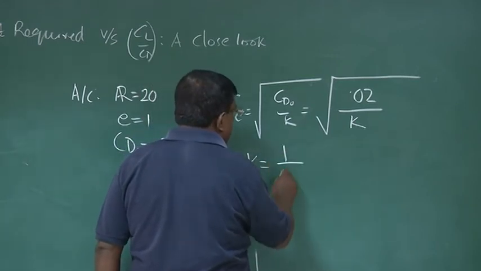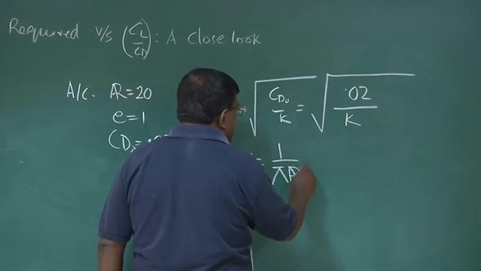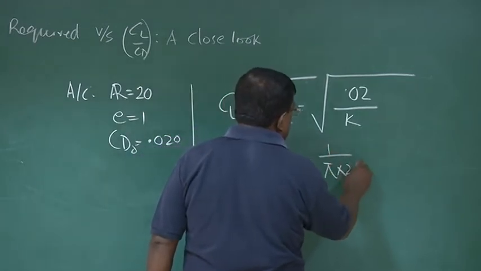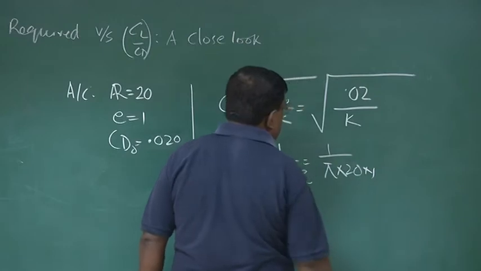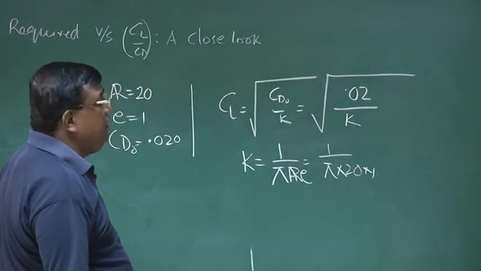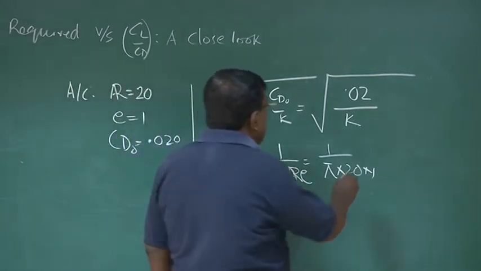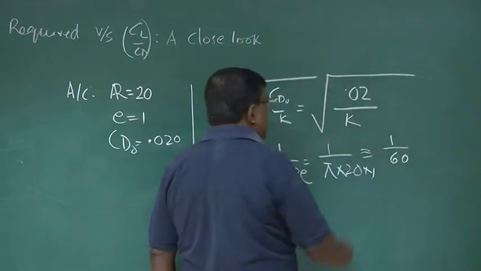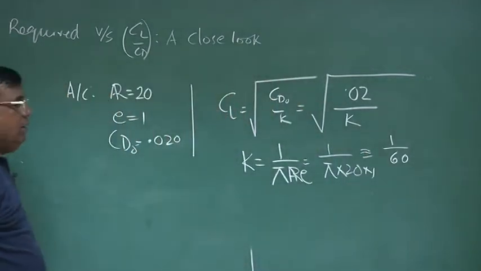K is 1 by pi aspect ratio E, and that is 1 by pi into 20, and into 1. I have taken the value of E, assuming perfect elliptic distribution. So K is basically roughly equal to 1 by 60, right? The approximate with pi I have taken just 3, not 3.1416.